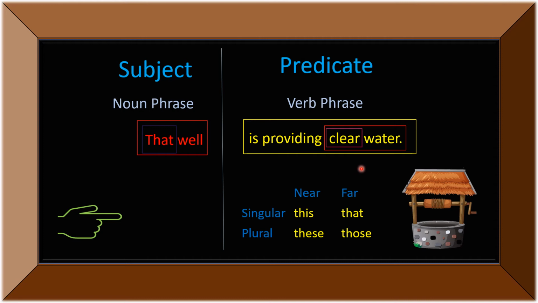Now clear water is a noun phrase and the direct object. Clear is an adjective, descriptive adjective, and an attributive adjective. Water is a noun, concrete noun, collective noun, and a common noun. This is a declarative sentence, so it ends with a period.